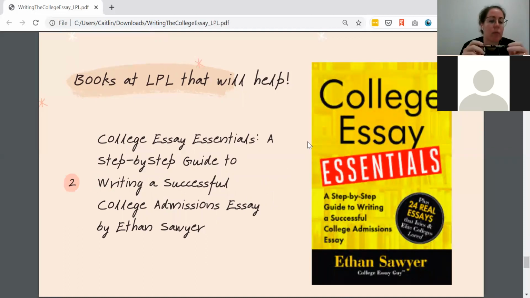This one is the second one that I use. It's College Essay Essentials: A Step-by-Step Guide to Writing a Successful College Admissions Essay. This guy brands himself, Ethan Sawyer, as the College Essay Guy, and this is very thorough. It'll give you a lot of examples and a lot of exercises that will help you brainstorm or get to the next step in your essay process.